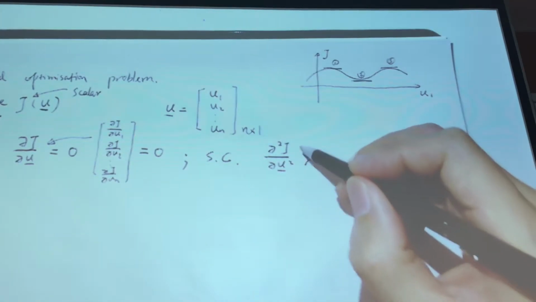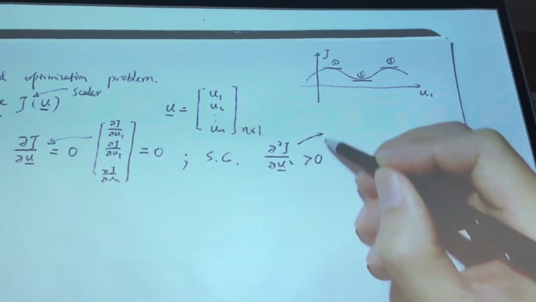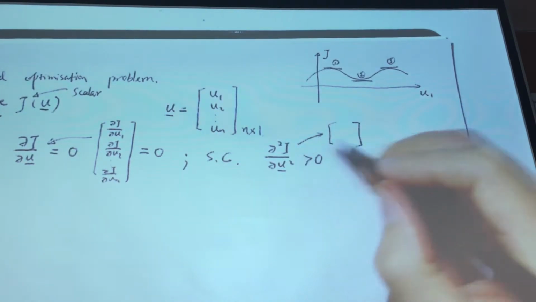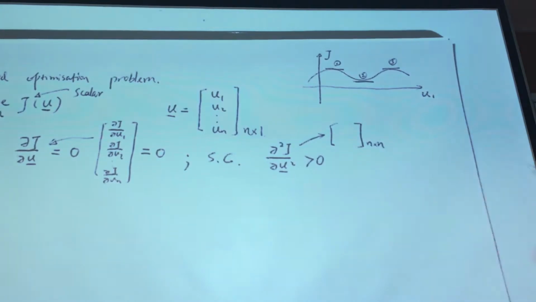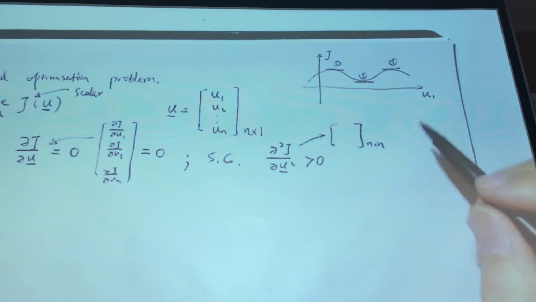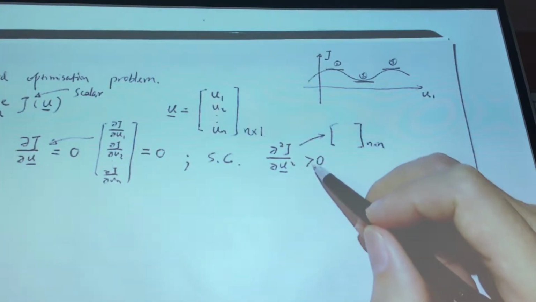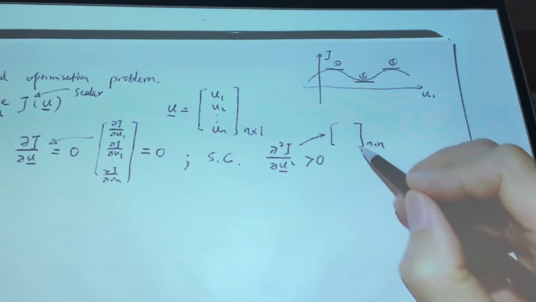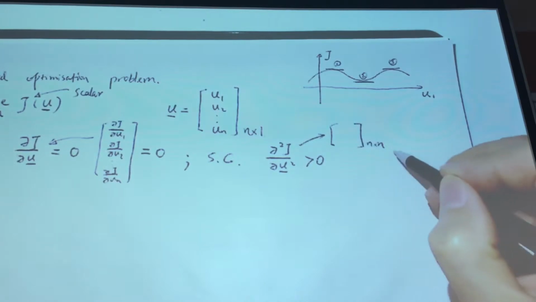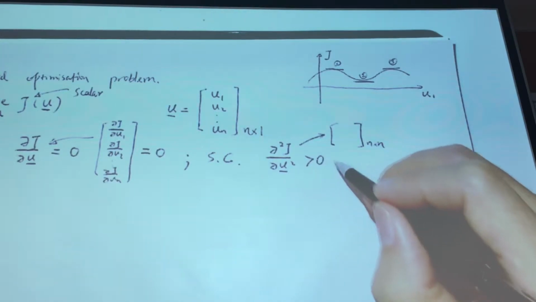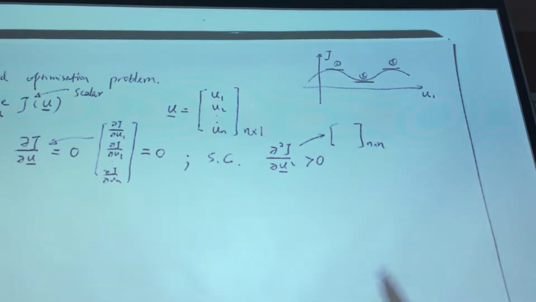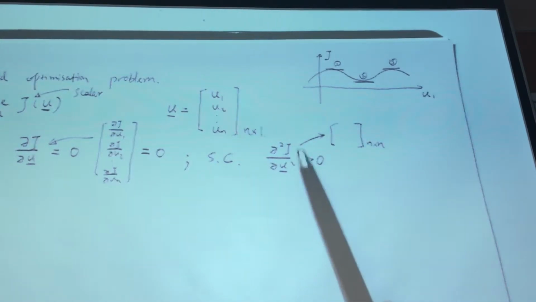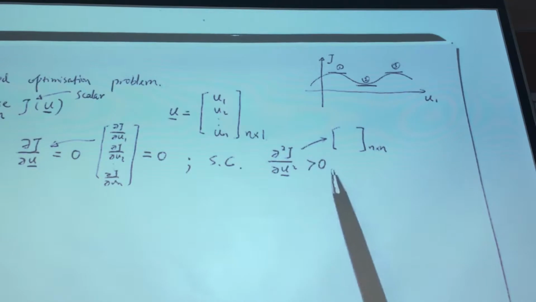And in general, this entity is a matrix. In general, this one is an n by n matrix. For an n by n matrix, to tell whether the matrix is positive, we need to evaluate the eigenvalues. So we need all the eigenvalues to be positive. You can refer to the lecture notes to see how to evaluate whether this matrix is positive or not.